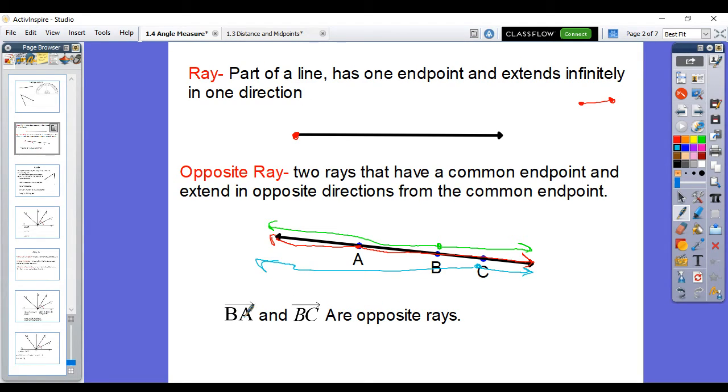Now, even though these arrows up here are like the ones for lines and segments, these will always face towards the right. It doesn't matter where it starts and where it ends. It always faces the right. Now, what goes first is where it starts. For example, BA and BC are opposite rays because they both start at B. We go B towards A, that's BA, and B towards C, that's the other one. They are opposite rays, same common endpoint, heading in opposite directions.